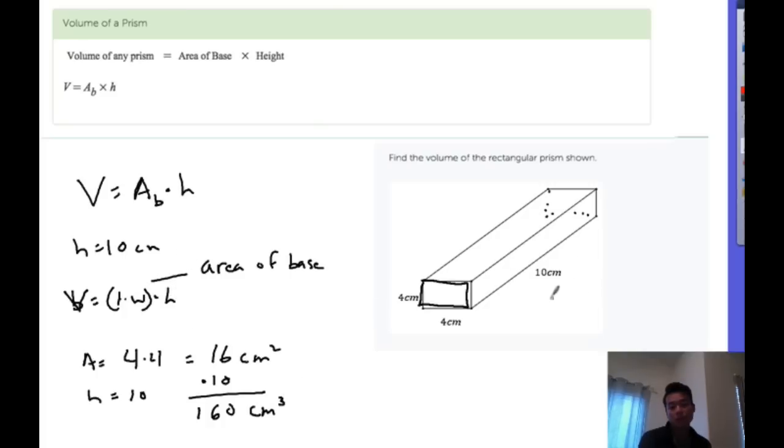So the volume of this is going to be 160 centimeters cubed. And that's how you would find the volume of a rectangular prism. In other words, length times width times height, or the area of the base times the height. Okay.